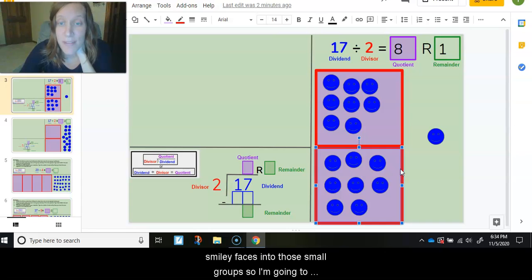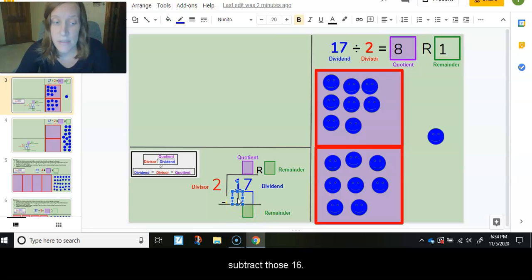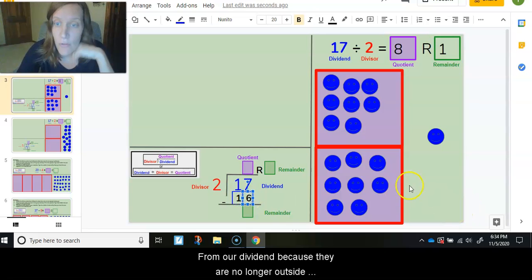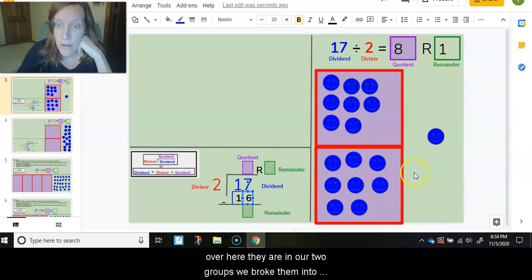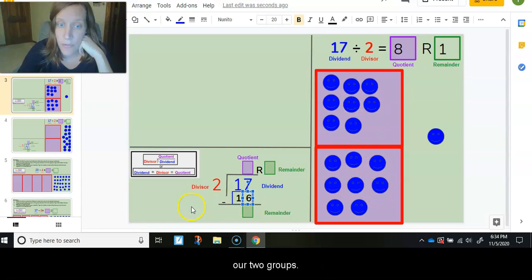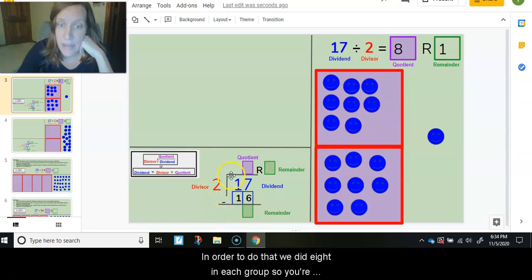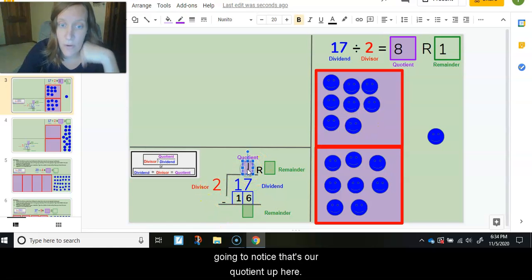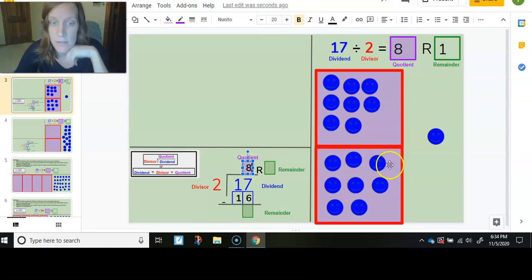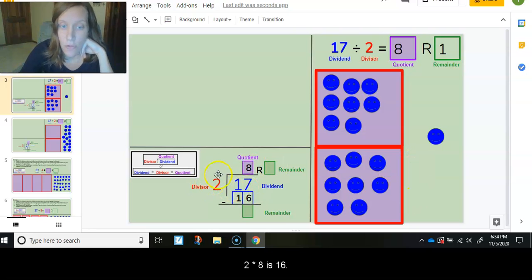That means we put 16 smiley faces into those small groups. So I'm going to subtract those 16 from our dividend because they are no longer outside over here. They are in our 2 groups. We broke them into our 2 groups. In order to do that, we did 8 in each group. So you're going to notice that's our quotient up here, 8. 2 times 8 is 16.